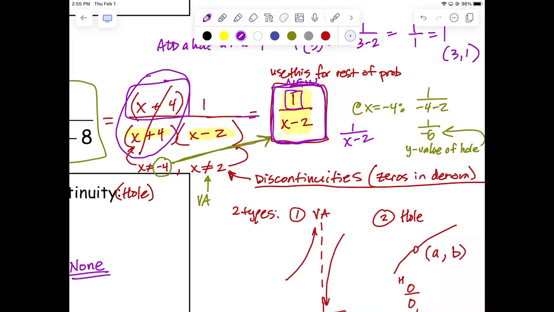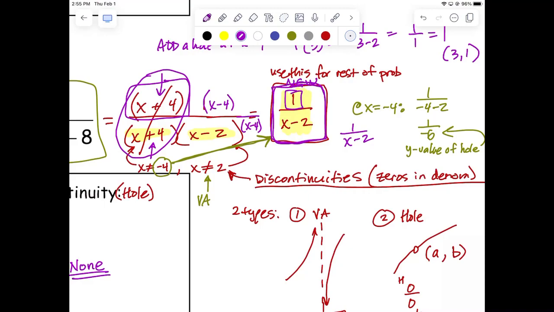How did we get one at x equals negative 4? Well, there was a factor of x plus 4 in the top and a factor of x plus 4 in the bottom. So if you want to get a hole at x equals positive 4, all you got to do is add a factor of x minus 4 to the top and x minus 4 to the bottom. You can just listen to this. You don't have to write it down. That's enough to give you a hole at x equals 4.